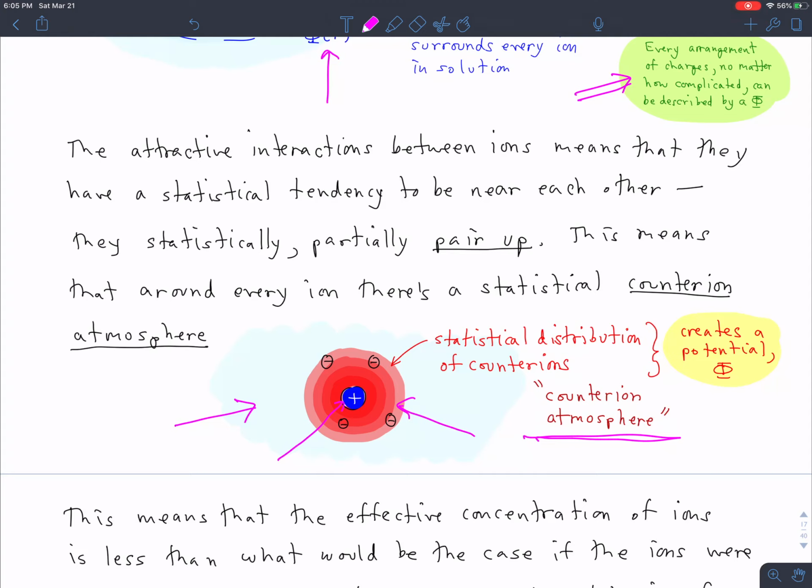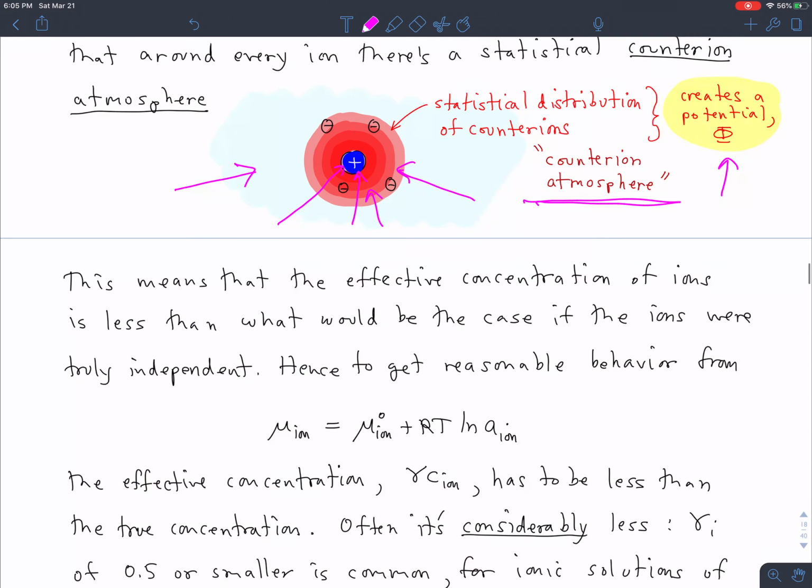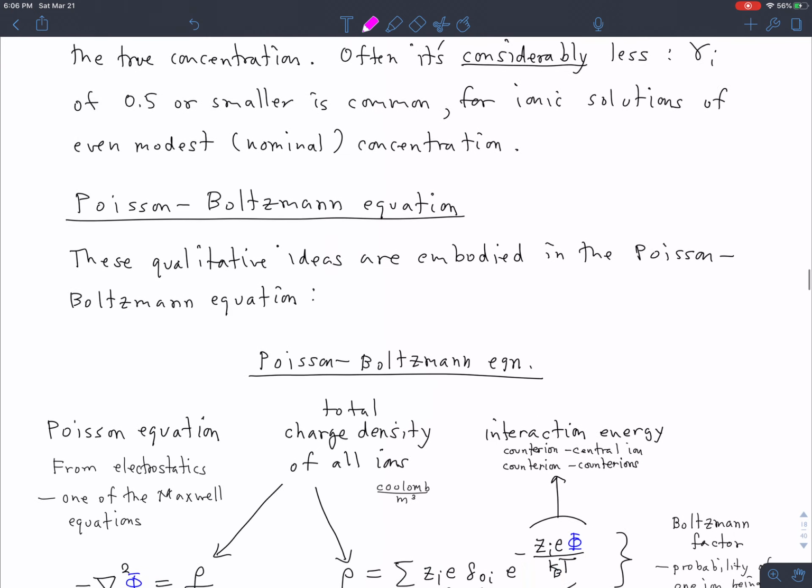So this red area, this cloud, is a statistical distribution of counter-ion charges. And that statistical distribution plus the central charge on the central ion together form the charge distribution that gives rise to this electrostatic potential I talked about above. And so our task is going to be to find that electrostatic potential for a reasonable situation in a reasonable solution to reasonable accuracy. We're not going to get something that's really close to true.